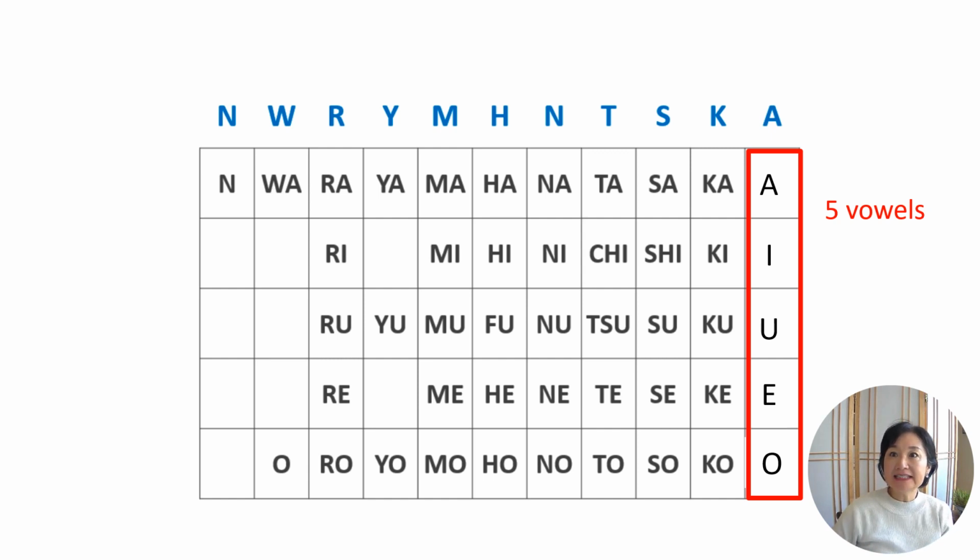Now, let's focus on the first 5 letters, which are vowels. This is the first hiragana, a. Open your mouth wide and say a 3 times. A, a, a. いいですね。Next one, i.